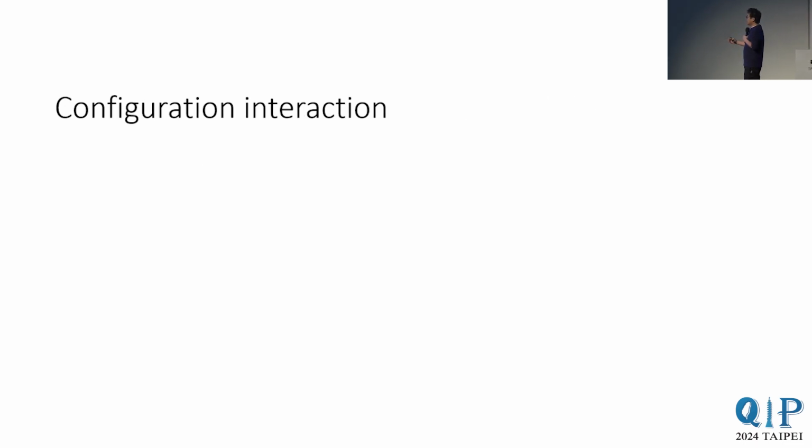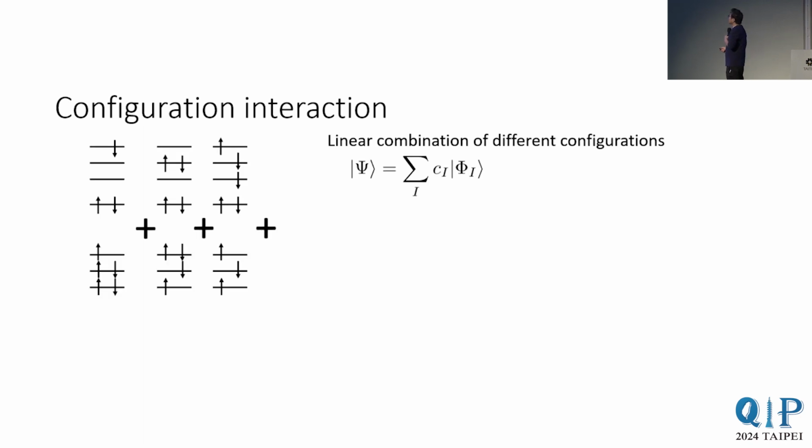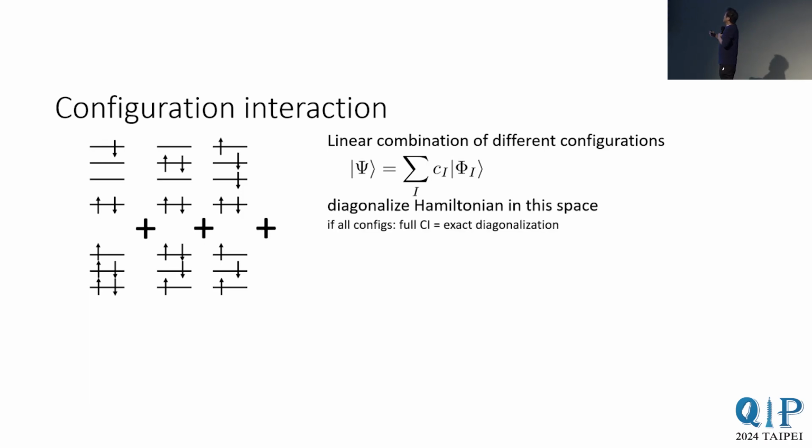And we can discuss the details if you have questions. So the simplest idea is what you call configuration interaction in quantum chemistry. The idea here is that Hartree-Fock treats one configuration, so you just linearly mix with other possible configurations, and you variationally determine these mixing coefficients. So you just diagonalize the Hamiltonian in this space of different configurations.